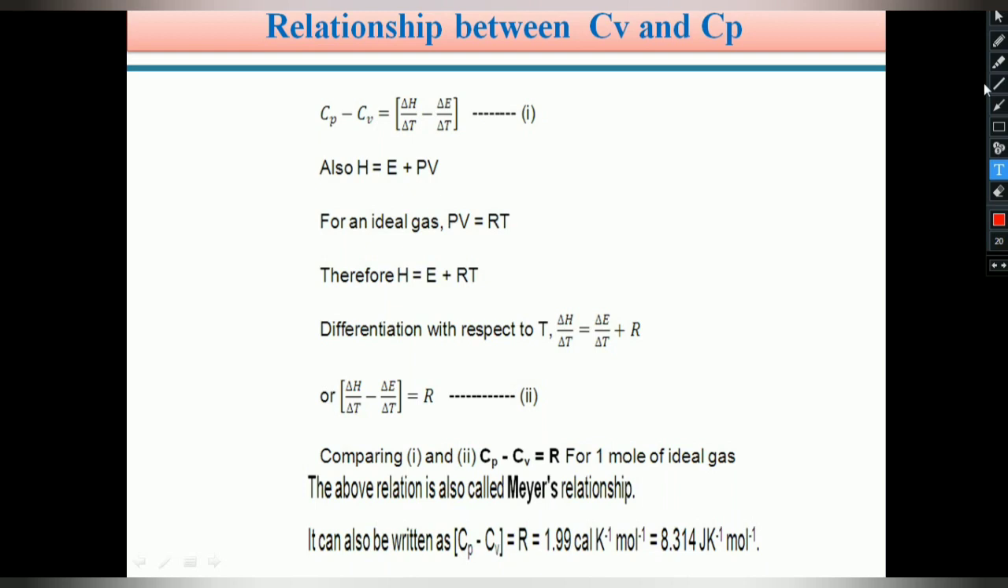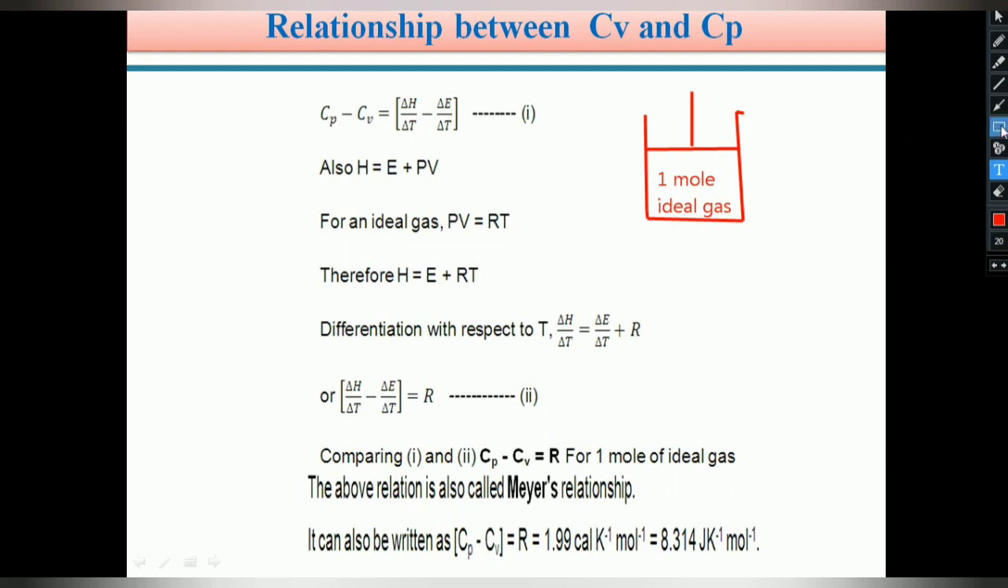So students, we can develop a relationship between Cp and Cv. Let us see how we can develop this relation. For this, you can take a cylinder. Inside this cylinder, you can take 1 mole of an ideal gas.